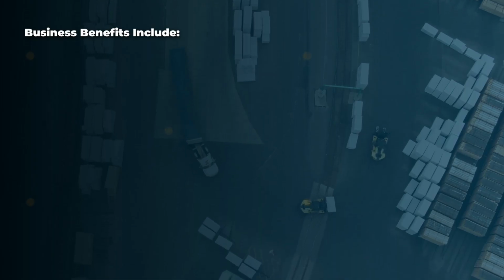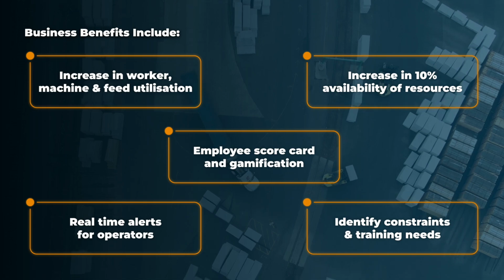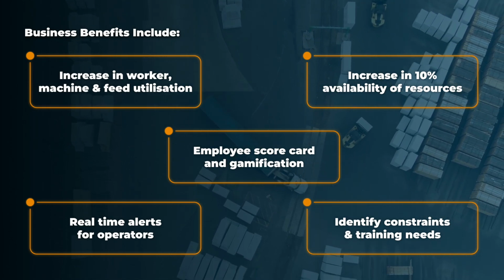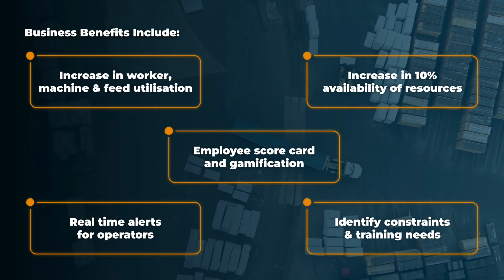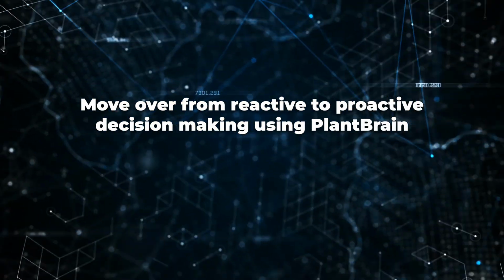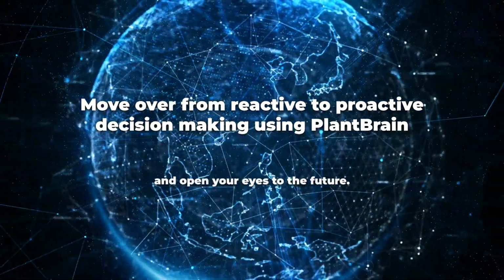Our digital operations monitoring application has helped a leading discrete manufacturing facility improve its throughput by up to 10%. Move over from reactive to proactive decision-making using PlantBrain, and open your eyes to the future.